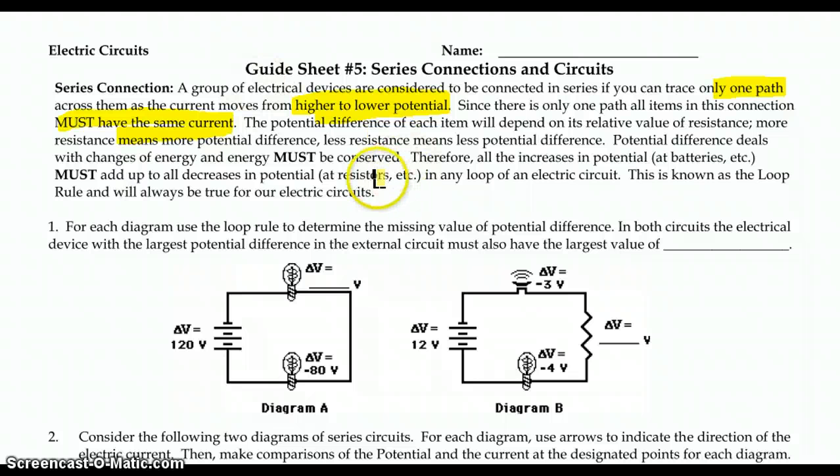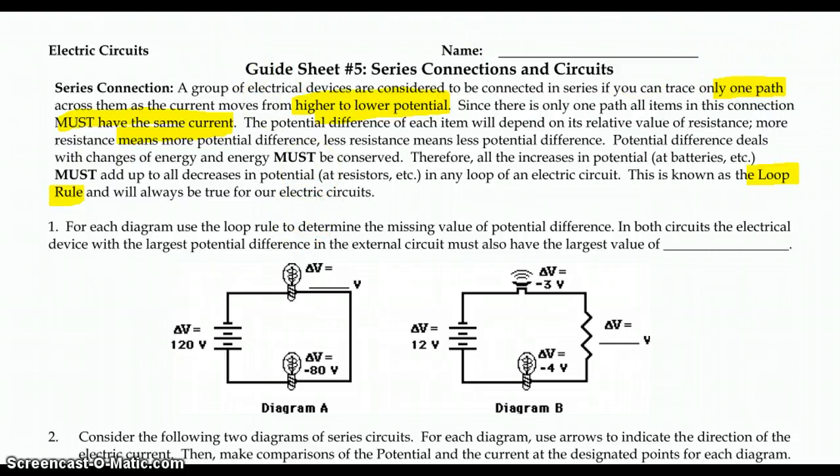And then finally, one big concept is the loop rule. Okay, so as you go around the loop, and in a series circuit there's only one way to go, all of the potential difference, all the energy we put in essentially, will be equal to all the potential difference drops or losses as we go around the circuit.